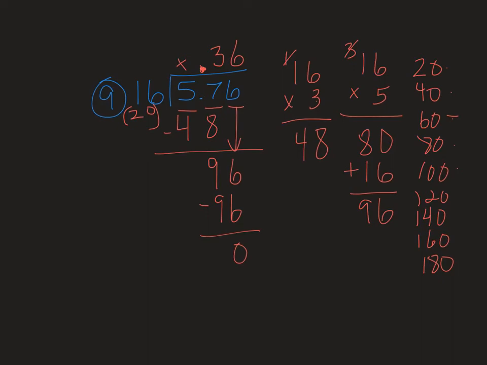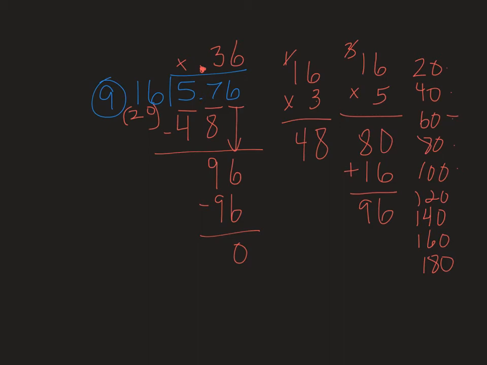I don't need any placeholder zeros here because this one tells me, well, how many groups of 16 can I make out of 5 and 76 hundredths? I can only make 36 hundredths of a group, a fraction of a group, a little more than 1/3. And there you go. That's how this rolls.